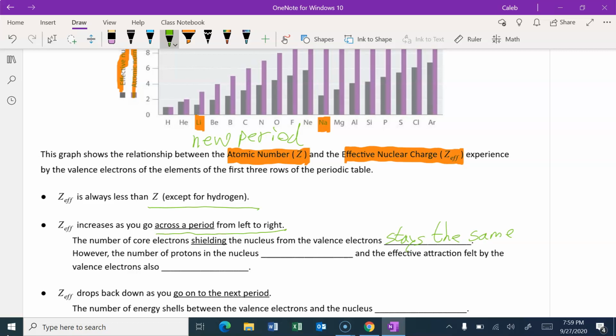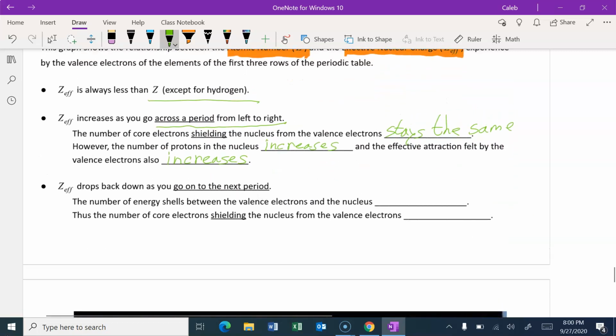However, the number of protons in the nucleus increases. So the effective attraction felt by the valence electrons also increases, because all of the electrons in that layer feel that increasing positive charge pulling them towards the center of the atom until there's a layer of electrons under it. As we go across the period, there's not a new energy level, so the shielding stays the same, but the number of protons increases and the effective attraction felt by the valence electrons also increases. They're feeling the pull of having more protons in the nucleus, so a stronger positive charge.